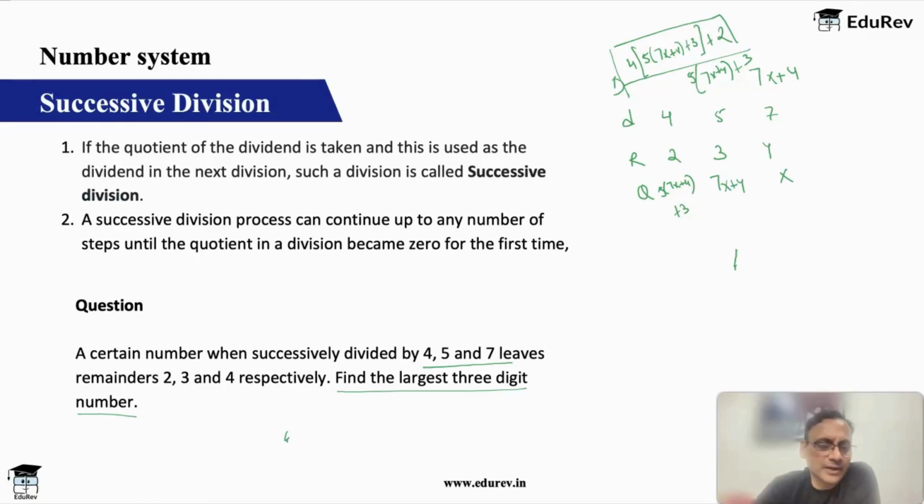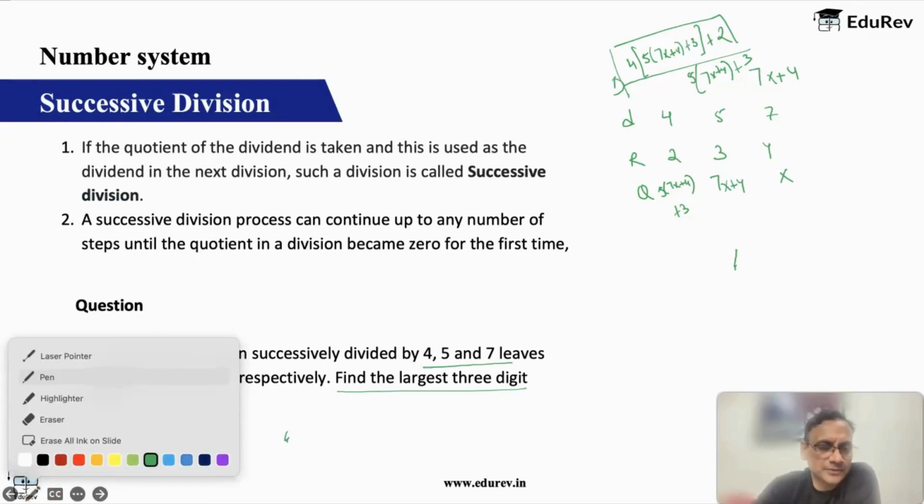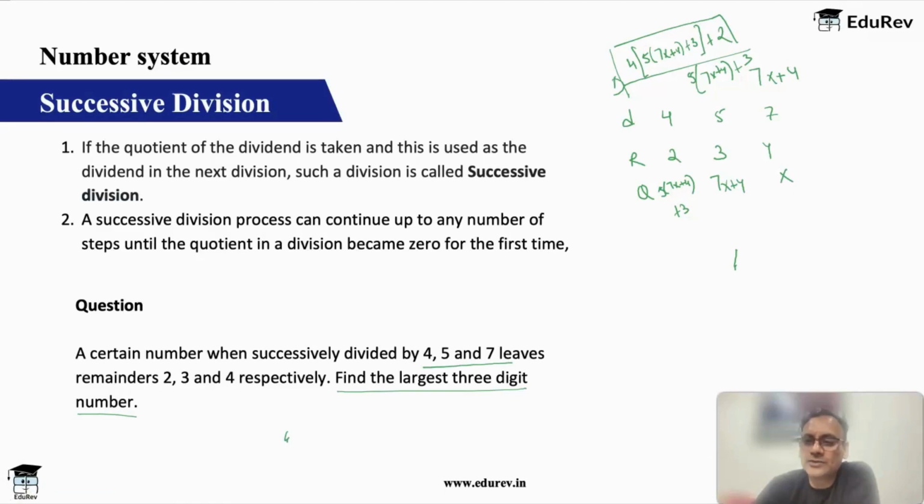I'm not getting it. Okay, let me use another color. So let me use blue for once. Okay, so this x I assumed, from this I got this as the dividend, which I took as the quotient for this case. Then I got the dividend again, which I have again put as the quotient, and then.